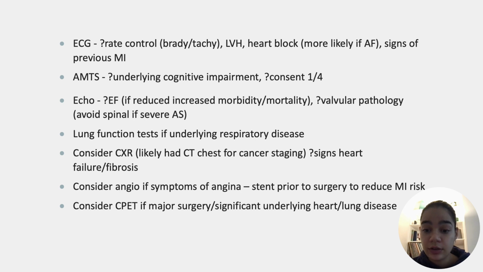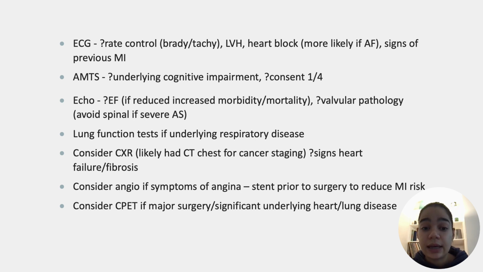So with any patient coming into A&E or going for surgery, we want to do an ECG. If they're brady or tachycardic, do they need any rate control? Do they have any signs of left ventricular hypertrophy, any heart block, or any signs of a previous MI? We want to do an AMTS to see if they have any underlying cognitive impairment, and that's going to affect whether we use a consent form 1 or a consent form 4.